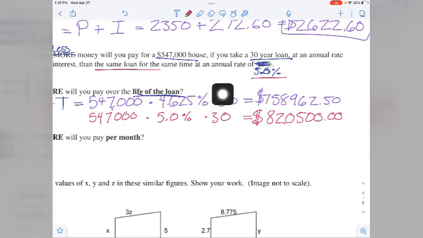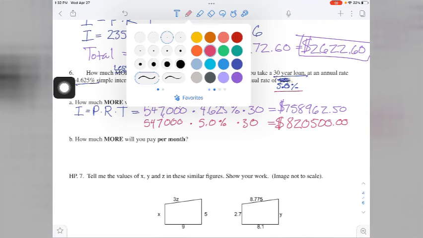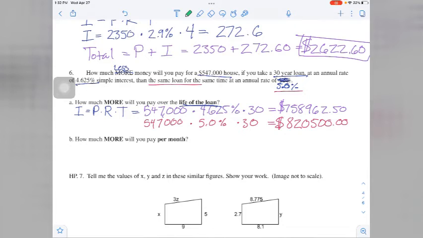Now, that's not how much I'm going to pay over the life of the loan, because this is the interest, I also have to pay the principal off, so I also have to pay this amount. But because I have to pay the same amount as the principal for both of these, there's not really a difference in there. So that doesn't really help me calculate how much more or less I'm going to pay, because that's the same for both of these things.